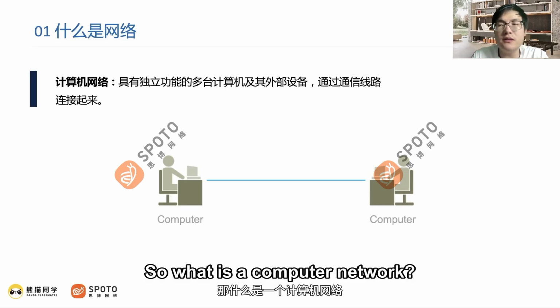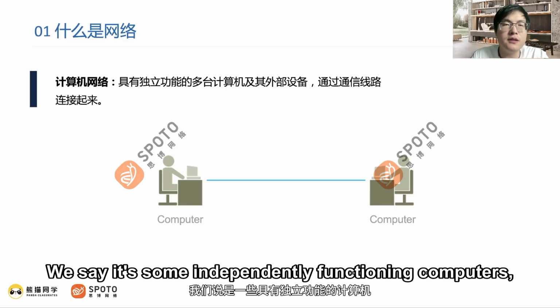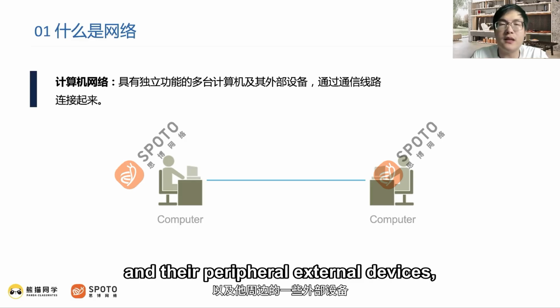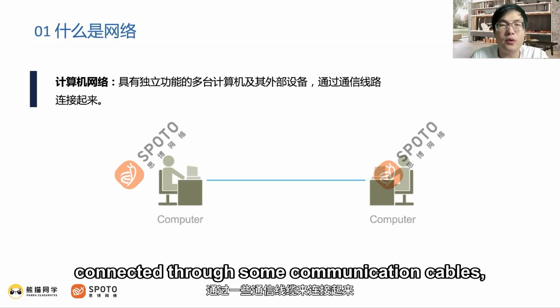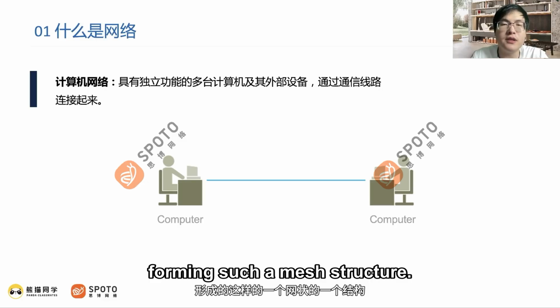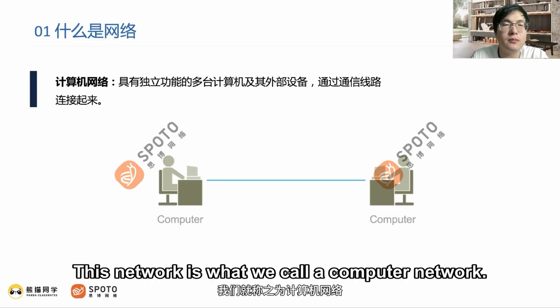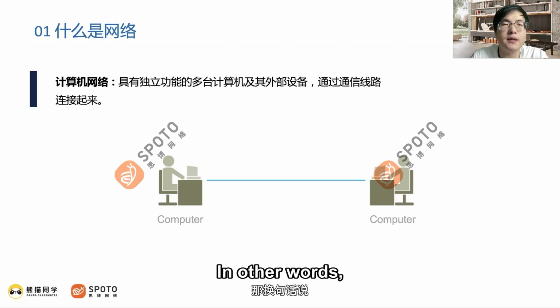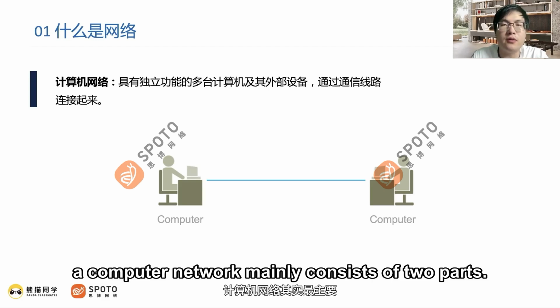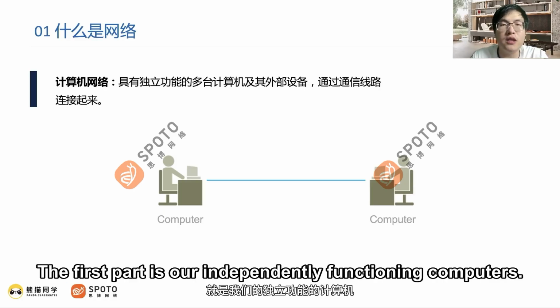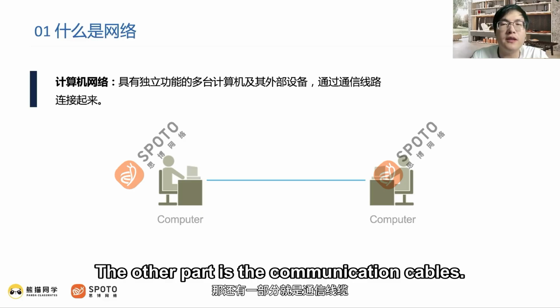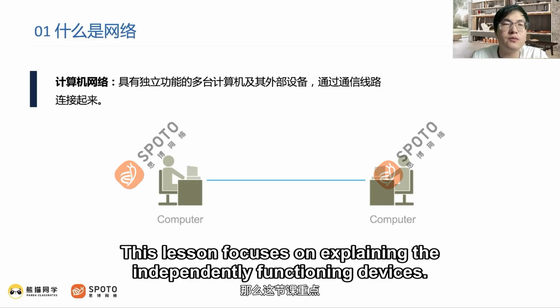So what is a computer network? We say it's some independently functioning computers, multiple such devices, and their peripheral external devices, connected through some communication cables, forming such a mesh structure. This network is what we call a computer network. In other words, a computer network mainly consists of two parts. The first part is our independently functioning computers. The other part is the communication cables. This lesson focuses on explaining the independently functioning devices.